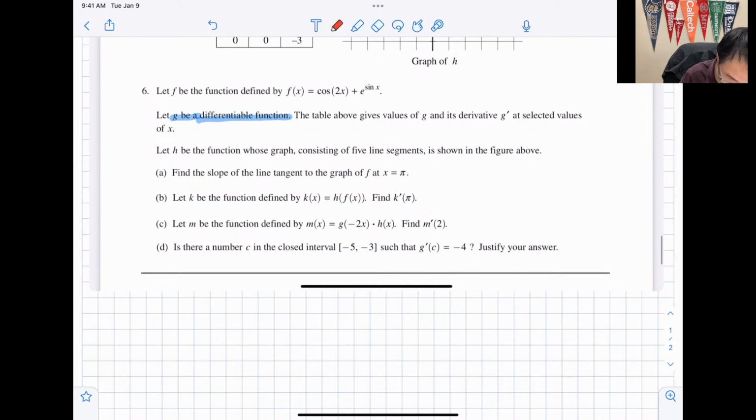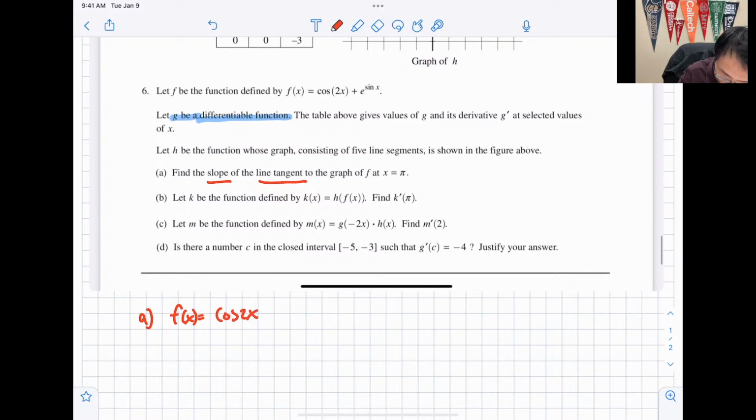So now I'm going to go ahead and do this question. They only need to find the slope of the tangent line. They did not ask you to find the equation of the tangent line. They only want a slope. So solve for slope. Okay, so let's say part A. f of x is equal to cosine of 2x.